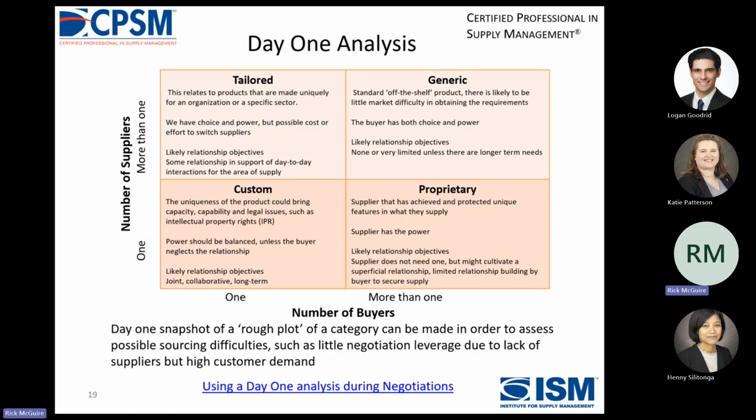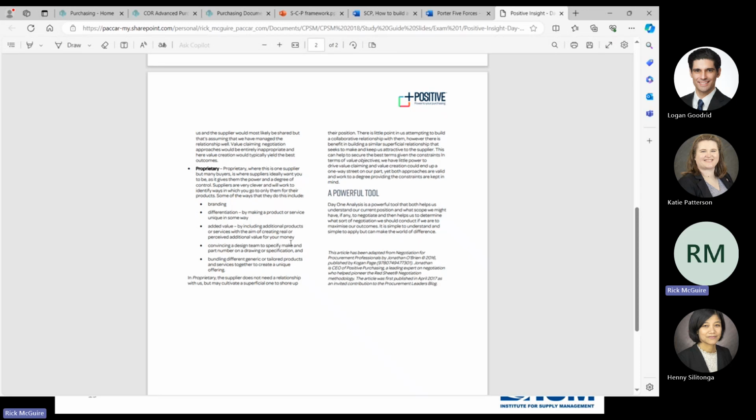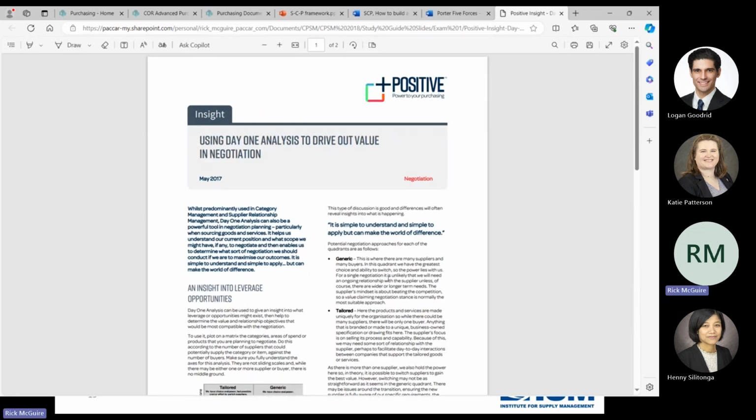And you've got one called the Day 1 analysis. Now, we actually used this in marketing, I think, in the divisions. It's a rough snapshot of a category that can be made in order to assess the possible sourcing difficulties. You're looking at another one of these 2x2 blocks. Number of suppliers, one or more than one, and number of buyers, one or more than one. It's kind of like, how do you deal with the suppliers in each case? So it's similar to the Kraljic matrix in that way. And here's an article on how to use it for negotiation.